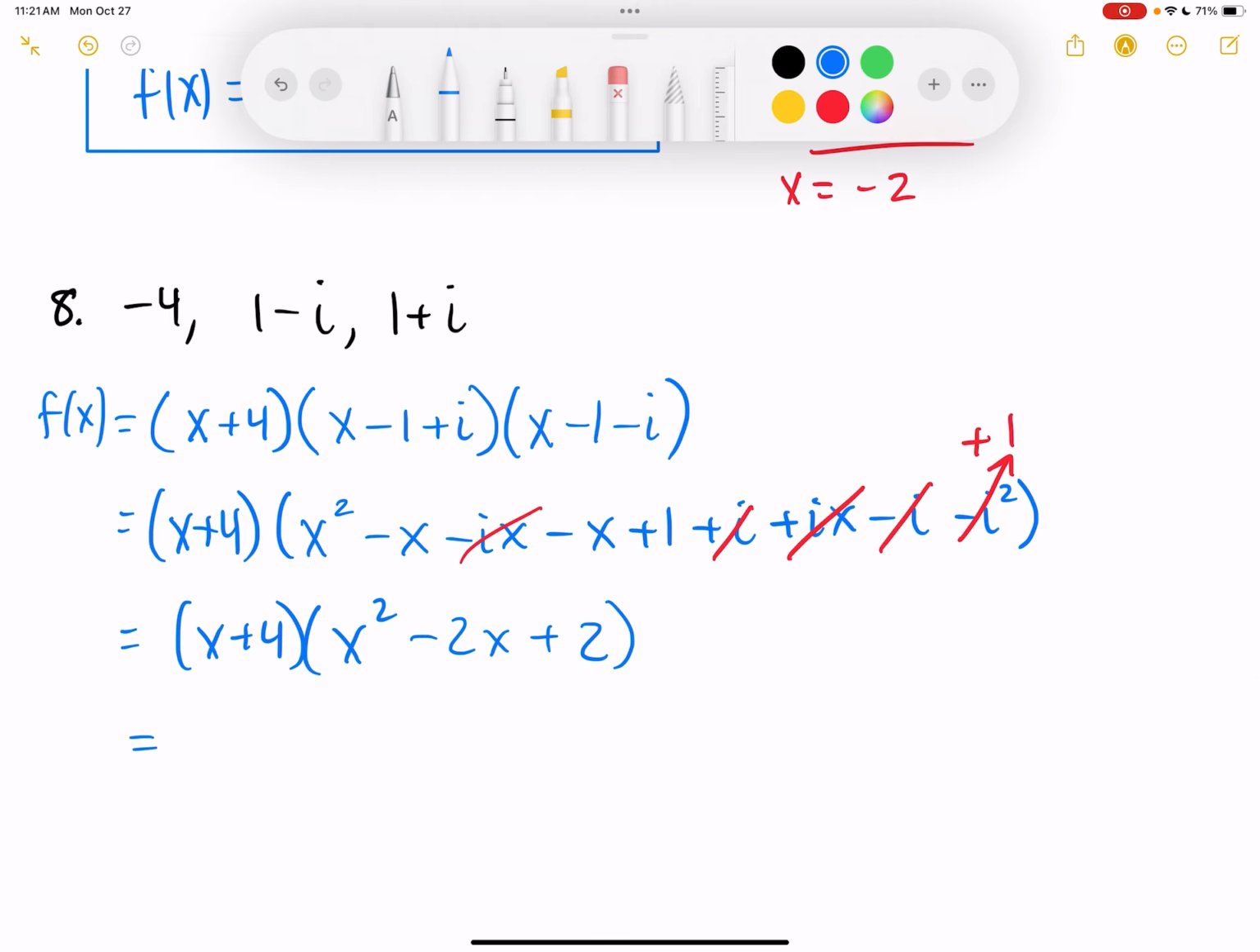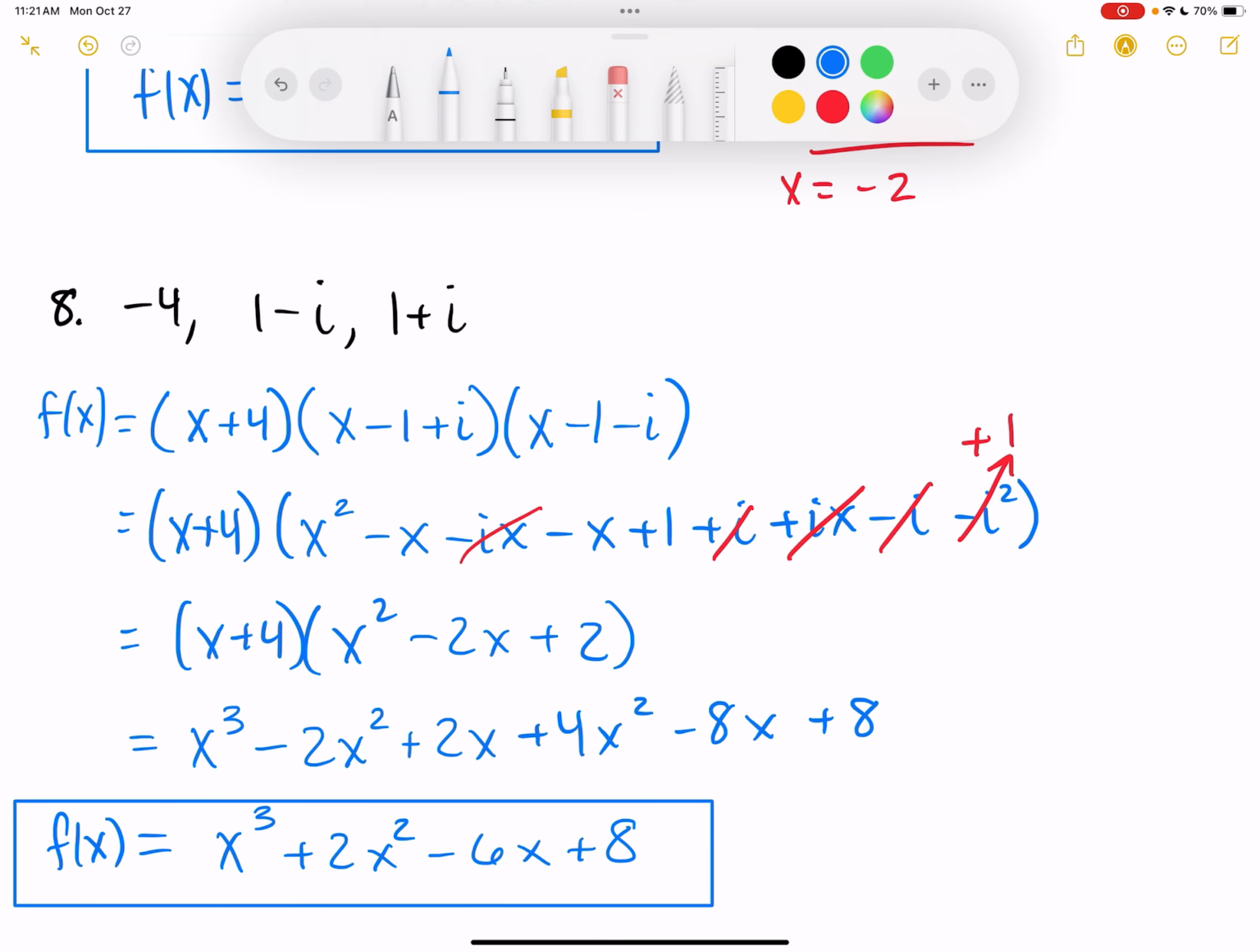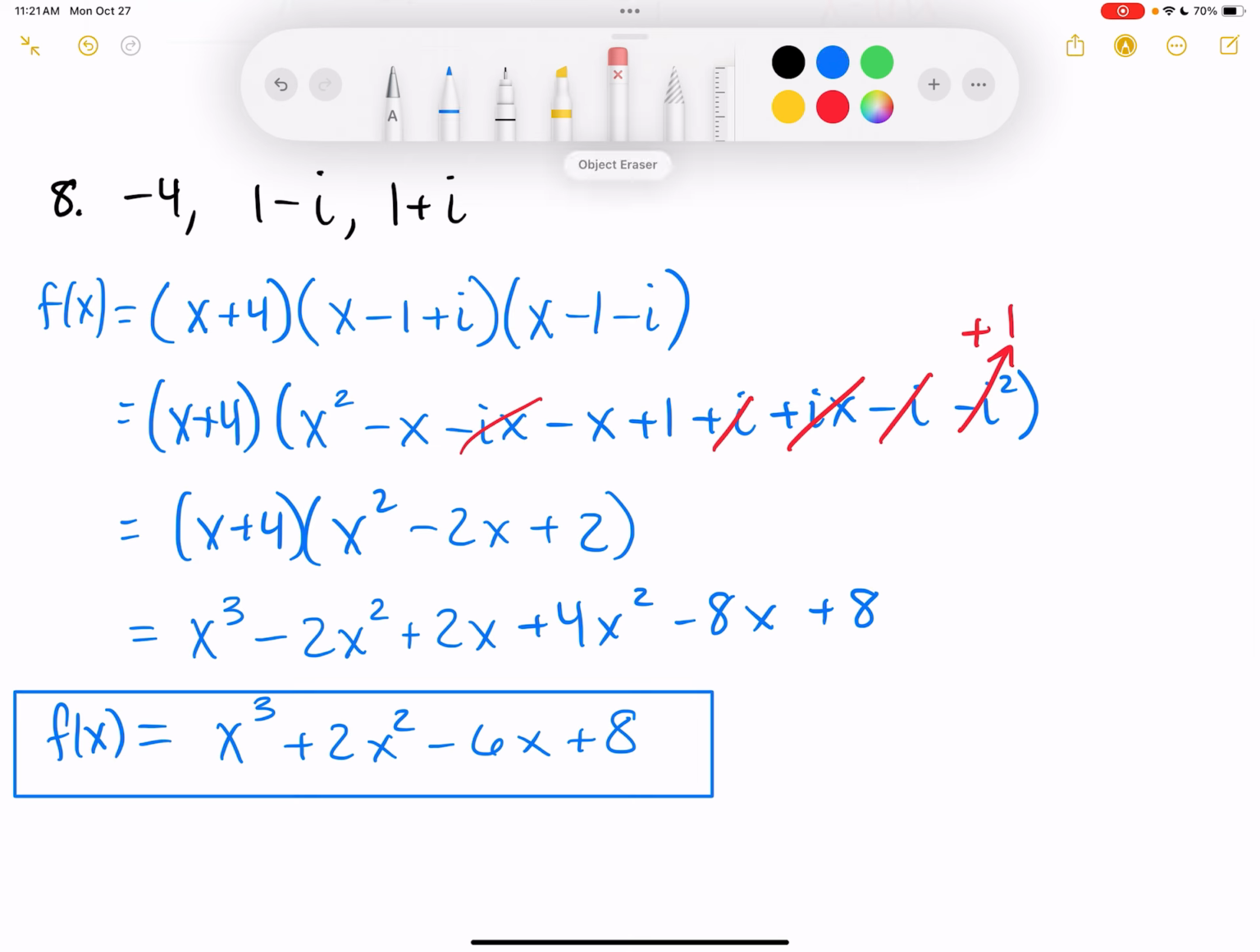So we've got x cubed minus 2x squared plus 2x plus 4x squared minus 8x plus 8. And then simplify it. x cubed plus 2x squared minus 6x plus 8. So that's all you have to do on those ones, just rewrite them with multiplication.